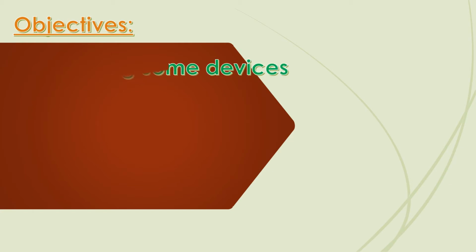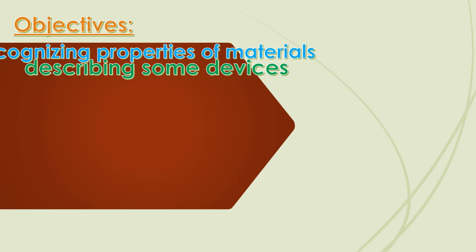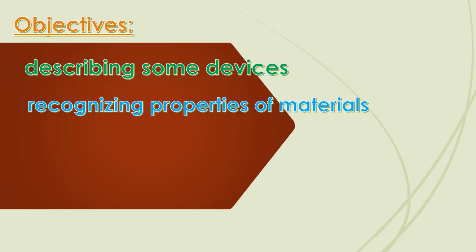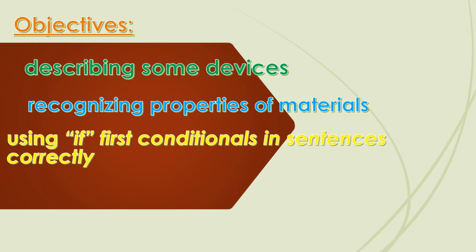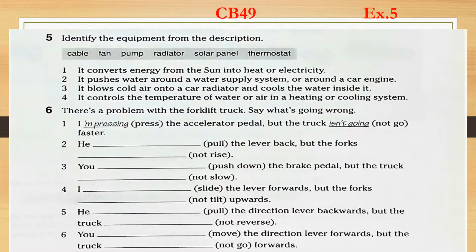Before we start, let's have a look at the objectives. The first objective is describing some devices. The second objective is recognizing properties of materials. The third objective is using if first conditionals and sentences correctly. Please open the course book, pages 49 and 50.